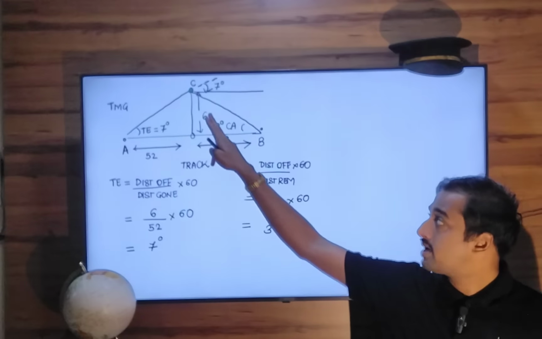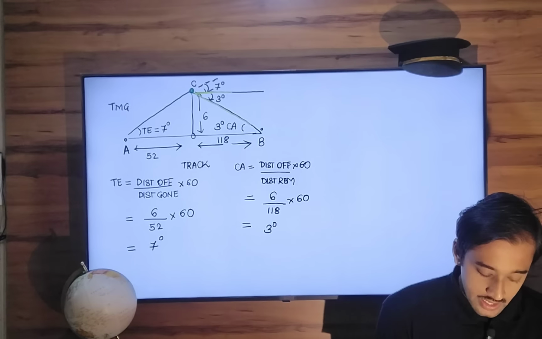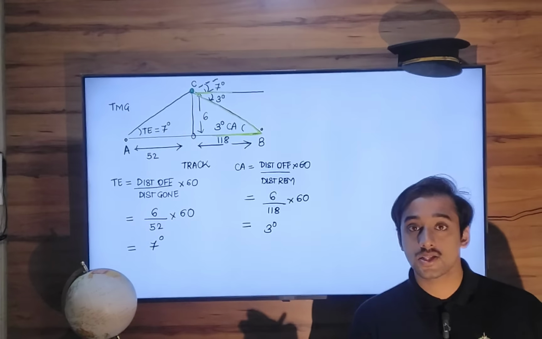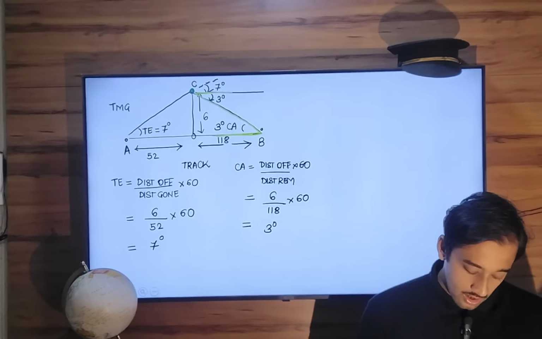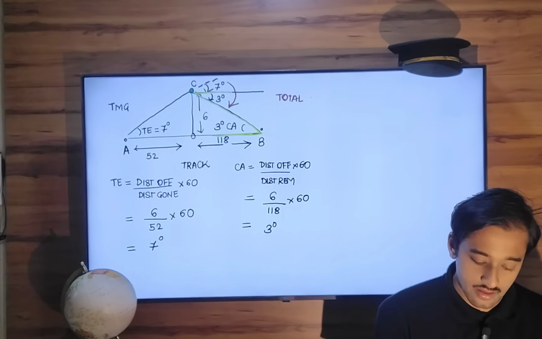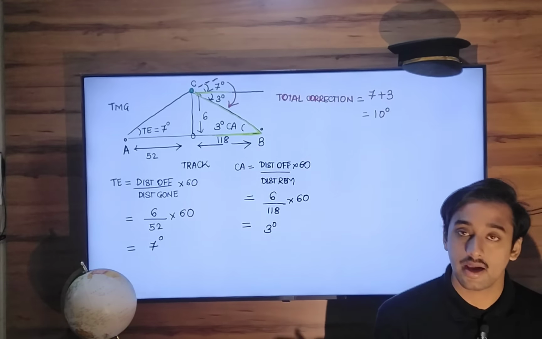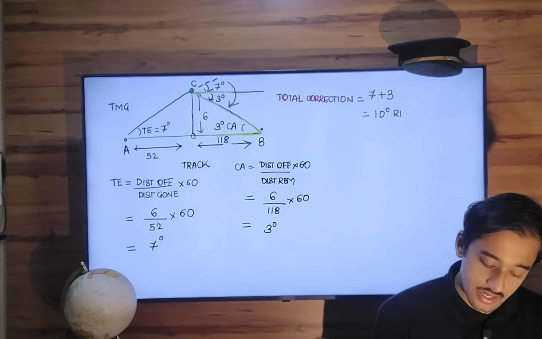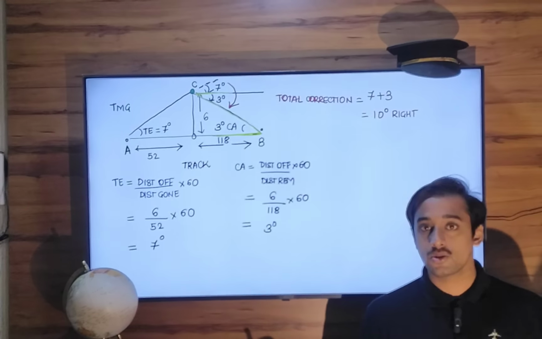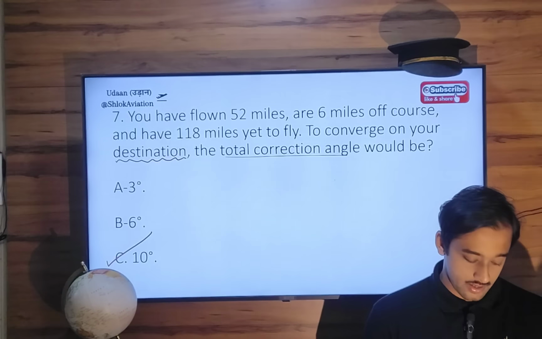If this angle is 3 degrees, this angle will also be equal to 3 degrees, because alternate angles are equal. Remember that. So now what is the total correction that you are making ultimately? You are making a total correction of 7 plus 3, which is equal to 10 degrees. And on what side? On the right hand side. 10 degree correction to the right hand side. So this is how you do the sum. Option is Charlie, 10 degrees.